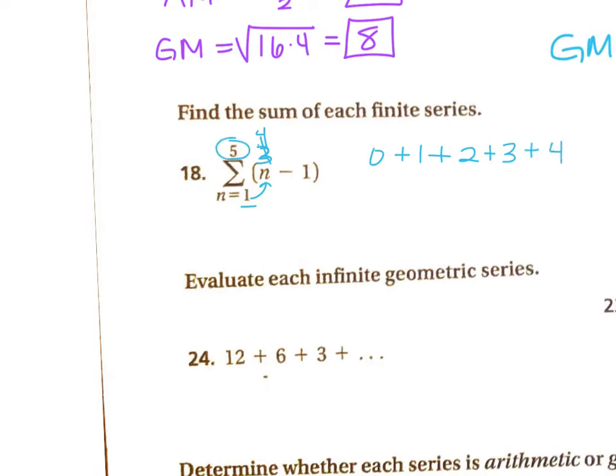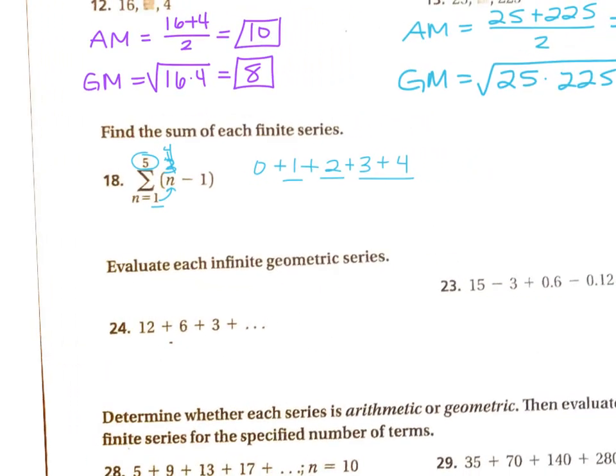So the sum is just adding those all up. So you have 7, 9, 10. So your answer here would be 10.